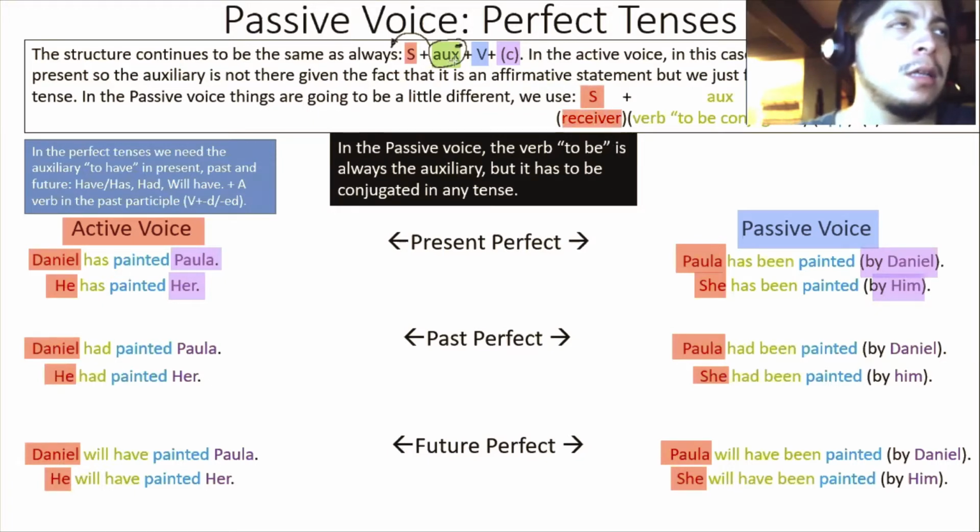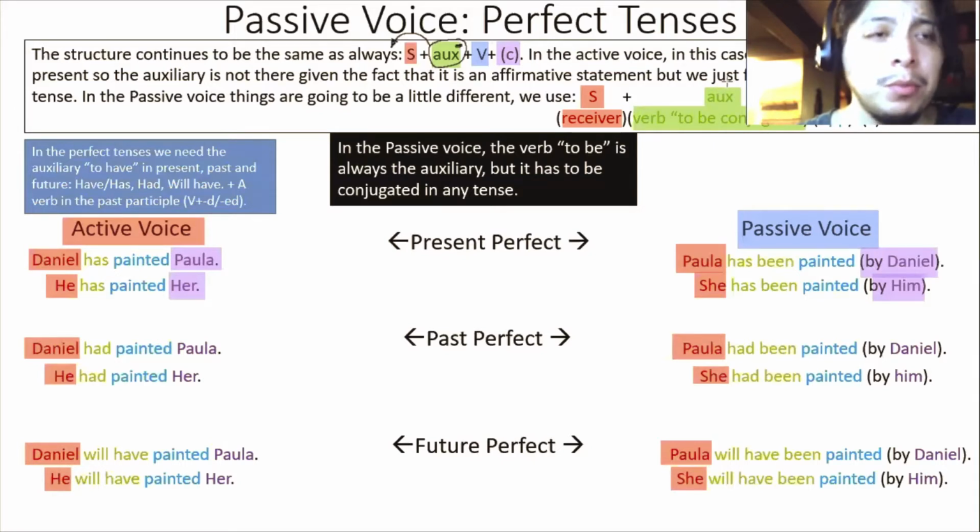The auxiliary in the active voice, well, we have different auxiliaries. We know that for the perfect forms, we need the verb have. Have in the present, have or has. Have in the past, had, and have in the future, will have. In the passive voice, we need to make something a little different. The auxiliary in the passive voice is going to be always the verb to be, always the verb to be. But this verb to be is conjugated to a time tense. It can be the verb to be in the present, that will be the passive voice in the present.